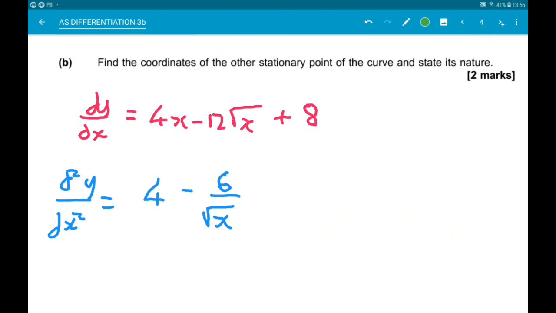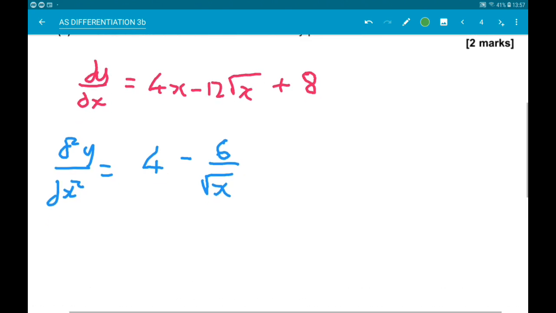Okay, then part B for 2 marks wants us to find the coordinates of the other stationary point and classify its nature. So, for stationary points, dy by dx must equal 0. So we are going to set 4x minus 12 root x plus 8 equal to 0.